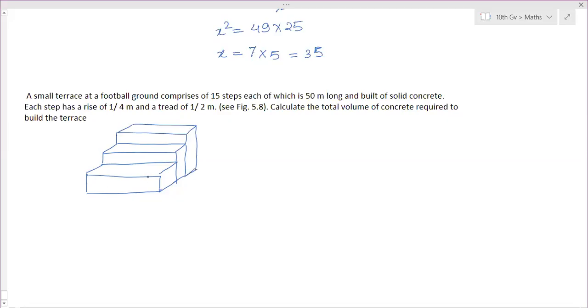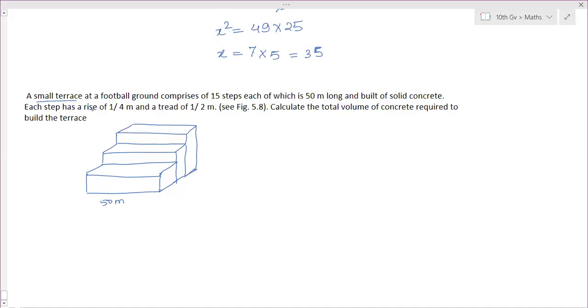Are you able to understand this drawing? Staircase, yes, ma'am. Full 3D is looking nice. And these are the staircases. There is a small terrace of a football ground comprising 15 steps, each of which is 50 meters long. The length is 50 meters and it is built of solid concrete.